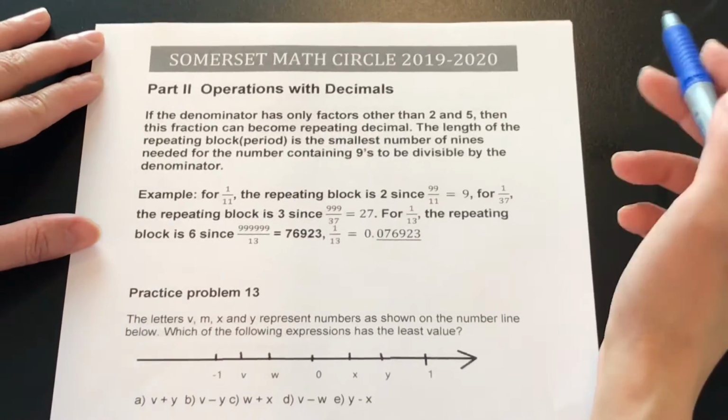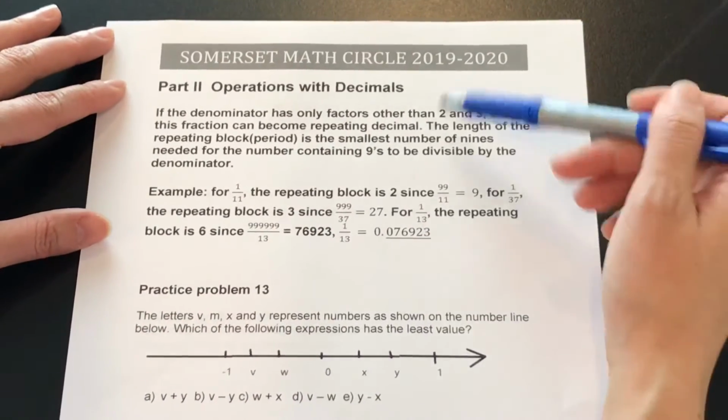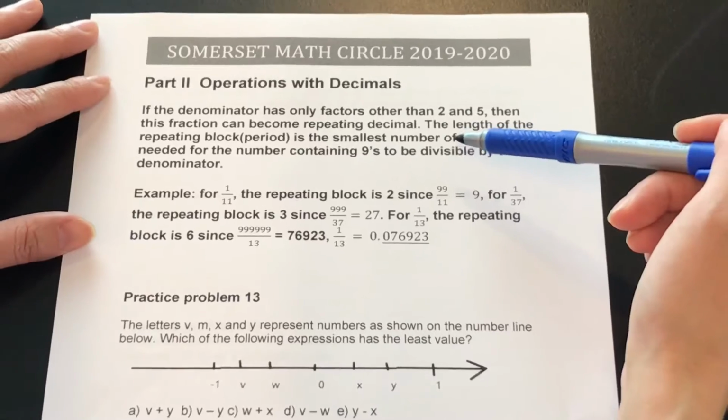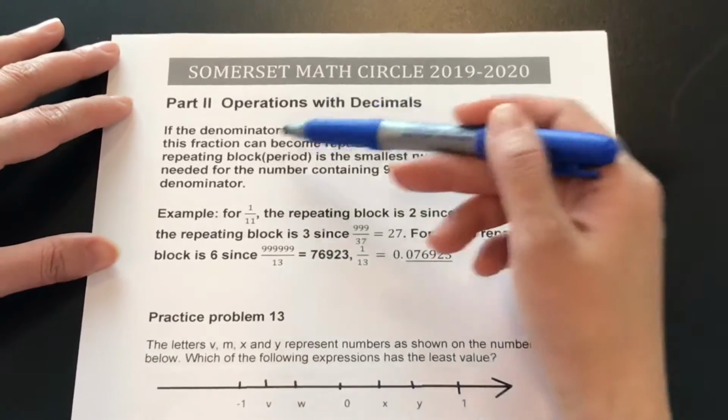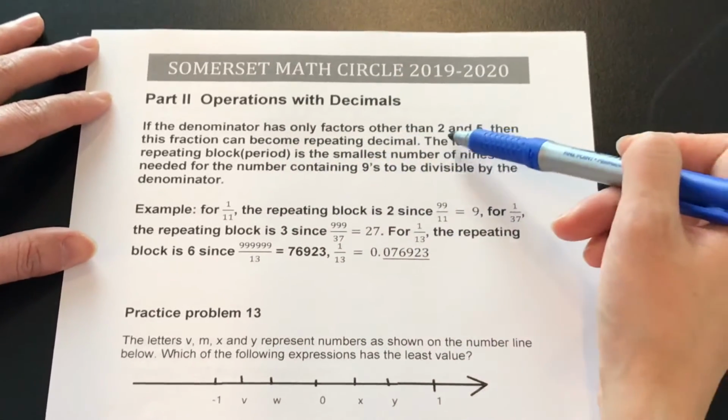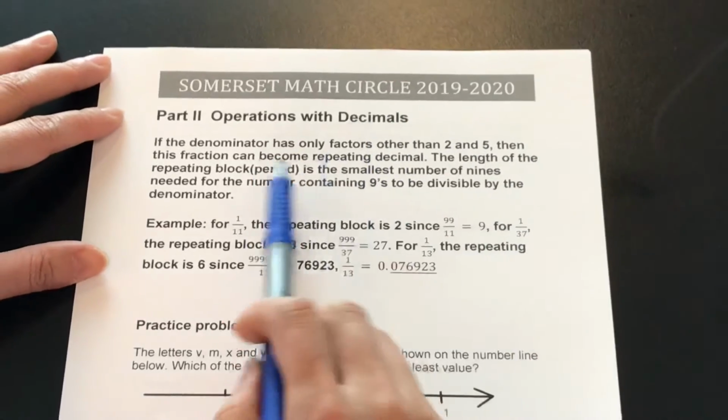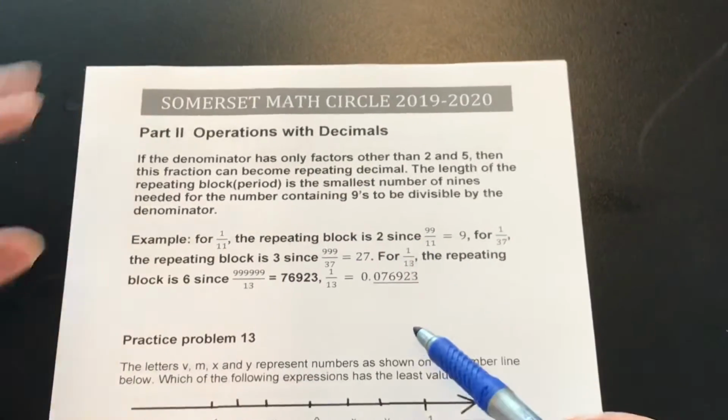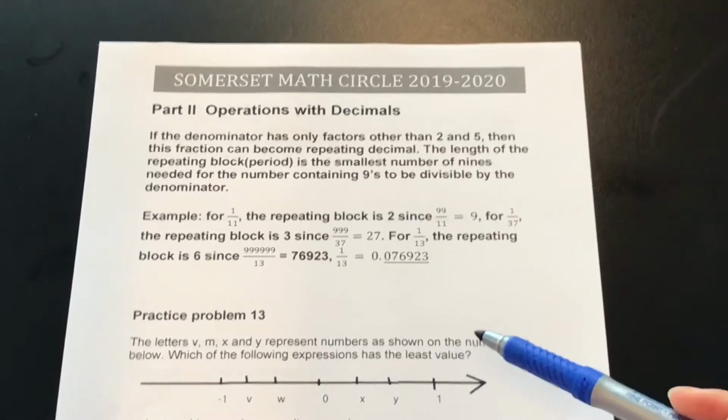Part 2, operations with decimals. This we have talked about in the previous part. So when a denominator has only factors other than 2 and 5, that fraction can become a repeating decimal. And we'll see in some examples.